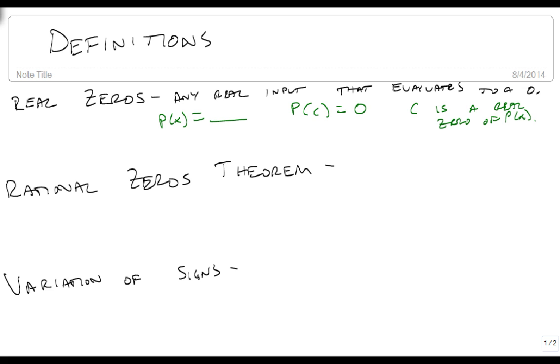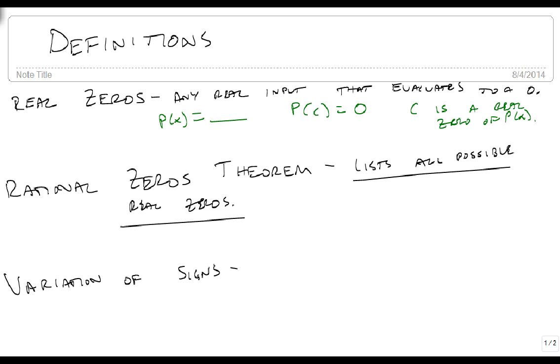The rational zeros theorem is really cool because what it does is it lists all possible real zeros. In other words, we already know that not everything can work, and what the rational zeros theorem does is it says, hey, don't spend your time looking everywhere, just look here. We'll give a much more formal definition of it in a minute, but for now the important part is that you know that it lists all of the possible real zeros.